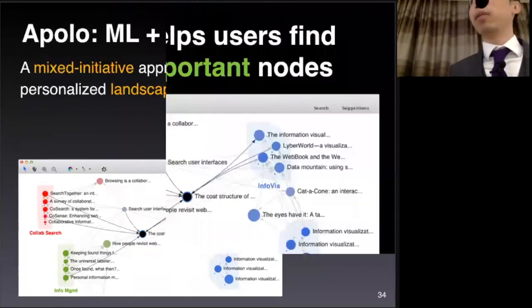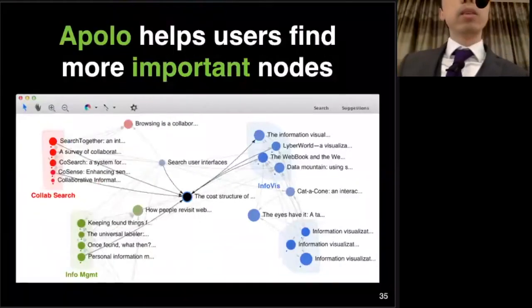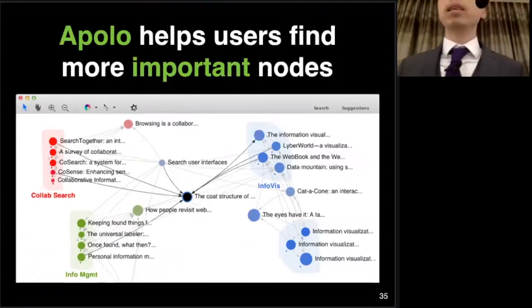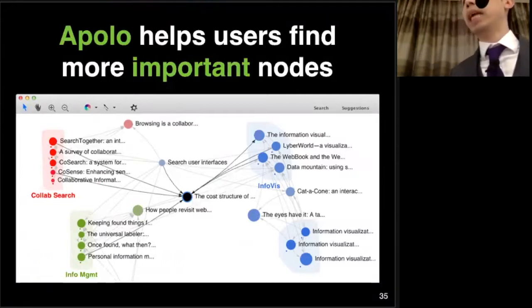The main thing you just saw here is that Apolo helps users find more important or more relevant things. It's based on the traditional sense of relevance and importance, or essentiality.